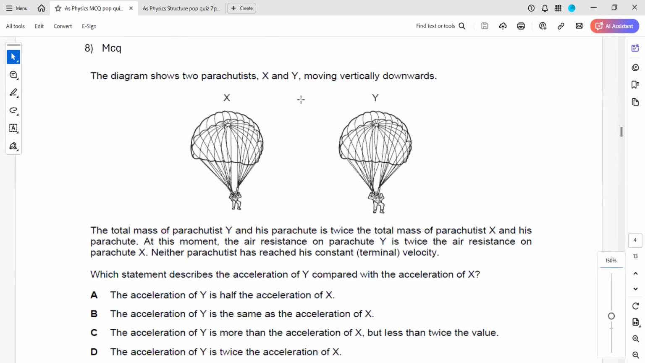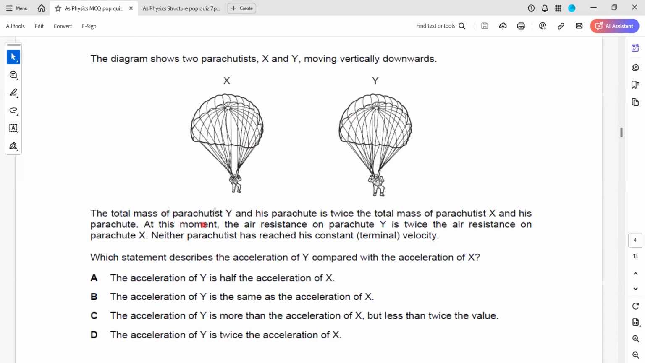In question 8, the diagram shows two parachutists, X and Y, which are moving vertically downward. The total mass of parachutist Y and his parachute is twice the mass of X. At this moment, the air resistance on Y is twice that on X. Neither of the parachutists has reached a constant terminal velocity. It means there is a resultant force acting because they did not reach the terminal velocity. So there must be a resultant force acting. Which statement describes the acceleration of Y compared to the acceleration of X?